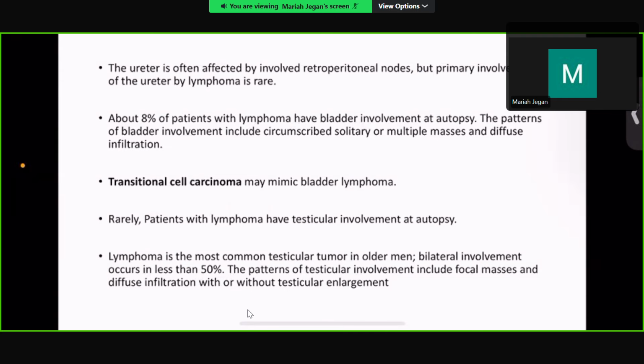The ureter is often affected by involved retroperitoneal nodes, but primary involvement of the ureter by lymphoma is rare. Transitional cell carcinoma may mimic bladder lymphoma. Rarely, patients with lymphoma have testicular involvement at autopsy.